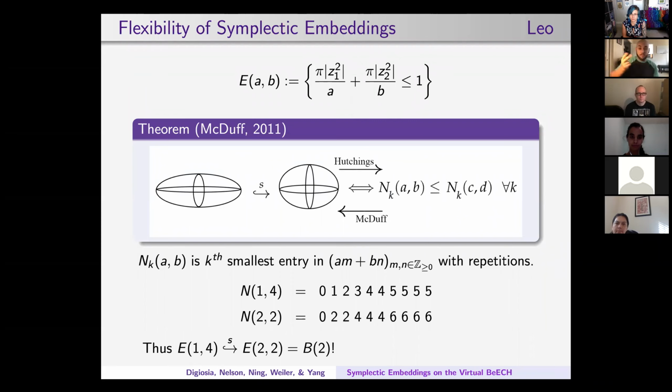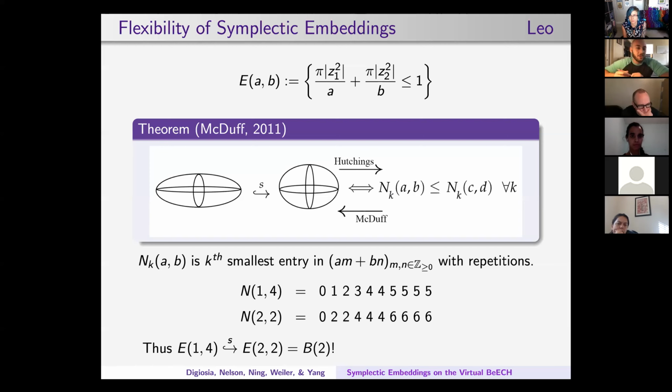Now, a theorem from 2011 by Dusa McDuff demonstrates that you'll have a symplectic embedding of E(A,B) into E(C,D) if and only if, looking at the 2 sequences from those parameters, term by term you have pointwise boundedness in those sequences, which is kind of a crazy result, which is pretty cool. For this reason, you can show that you'll have a symplectic embedding of E(1,4) into E(2,2).